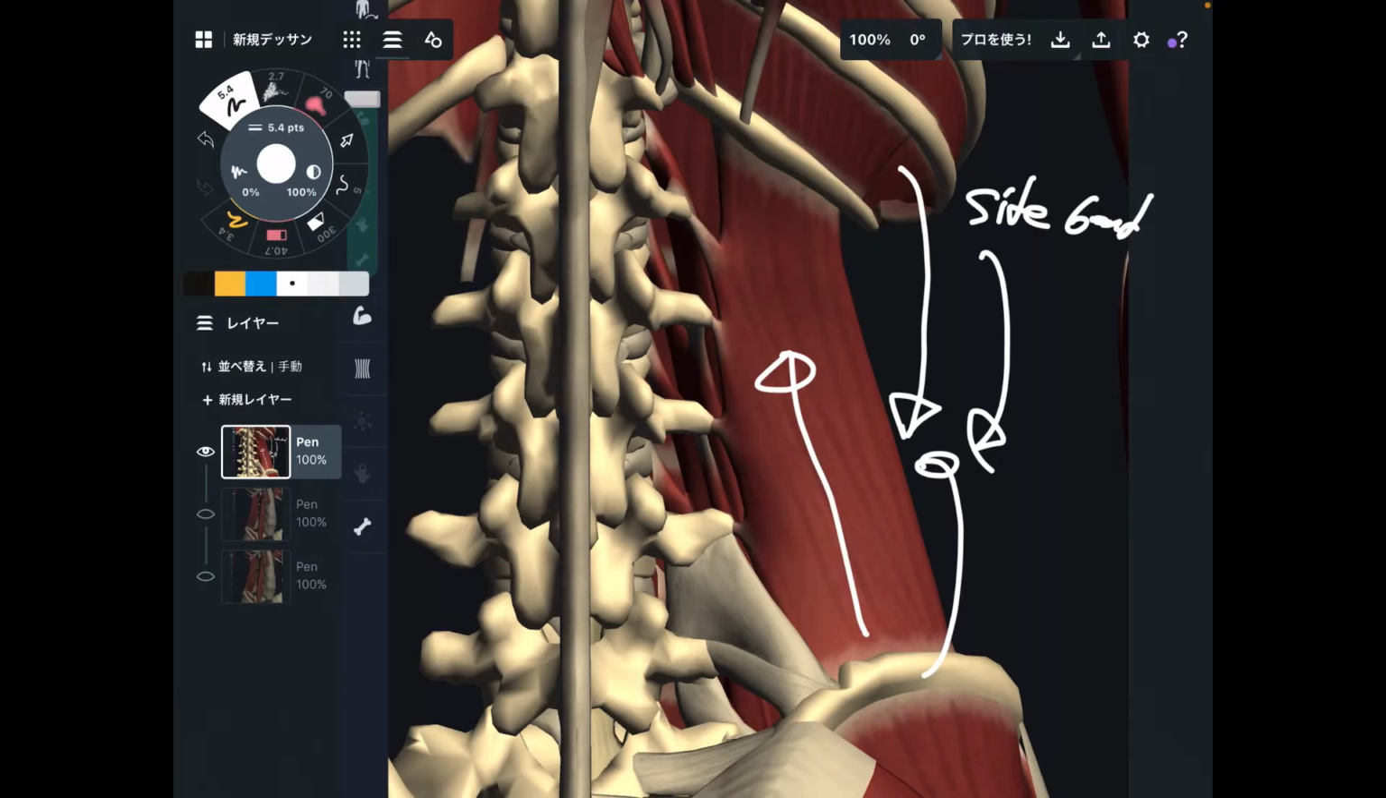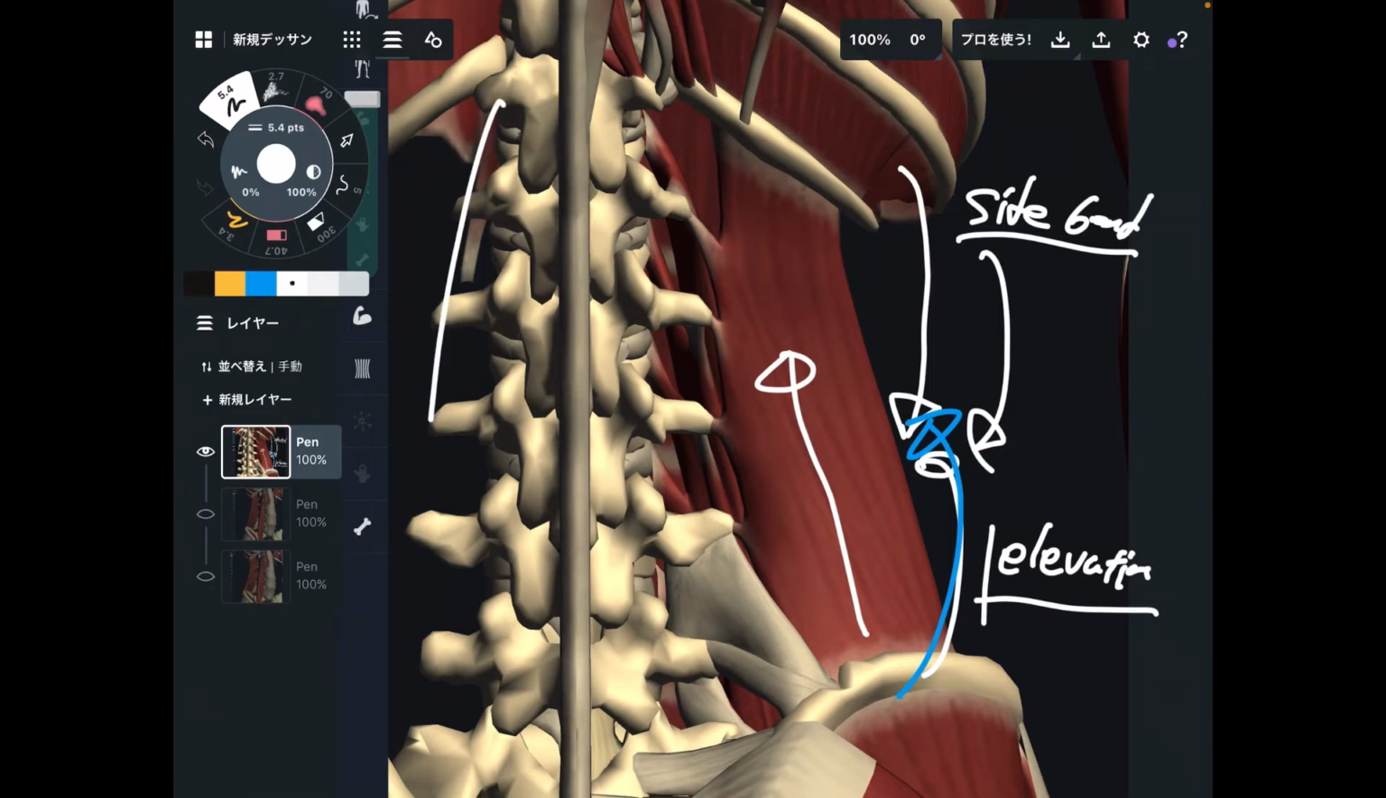What is the name of this movement? I don't find this movement in anatomy book, so I created terminology. Let's say this is elevation of pelvis. So I just made up this term. So you can bring pelvis up. This is elevation. Side bend and elevation for one side contraction.